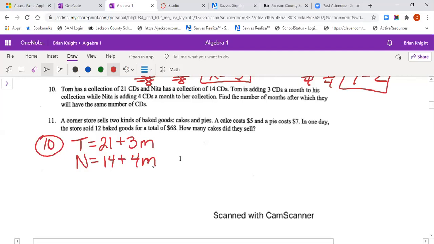I need Tom and Nita to have the same number, right? So they need to what? Equal. And now you just substitute. Tom's is 21 plus 3M. And Nita's is 14 plus 4M.